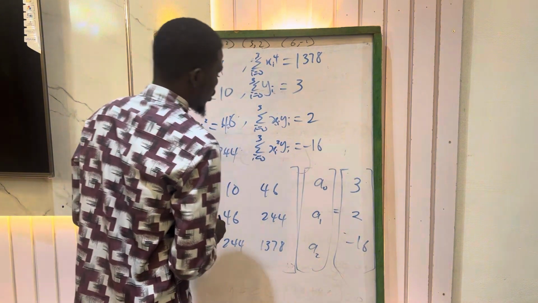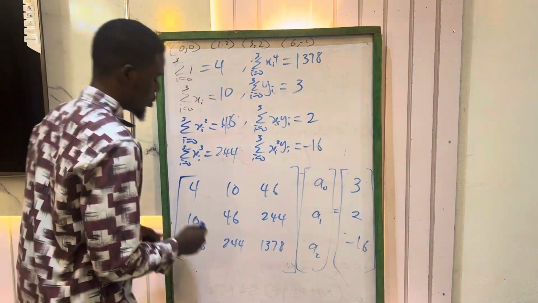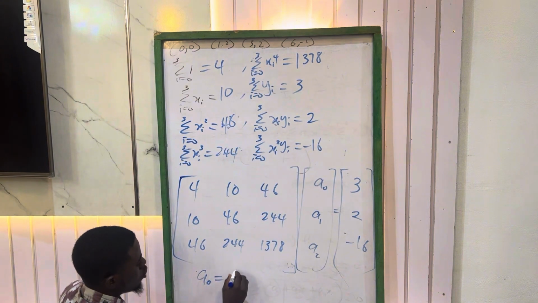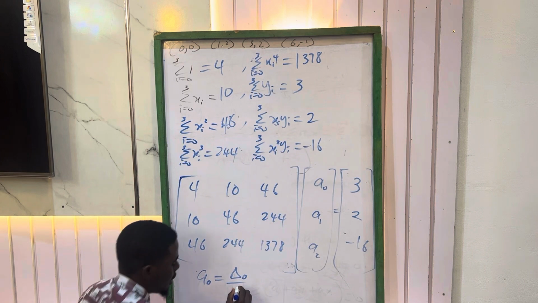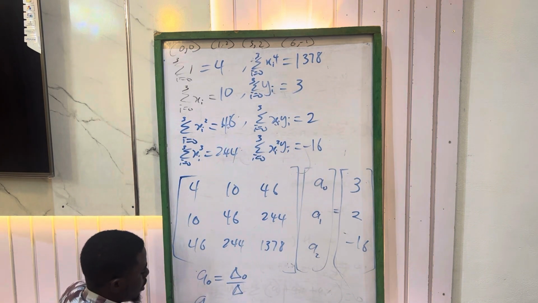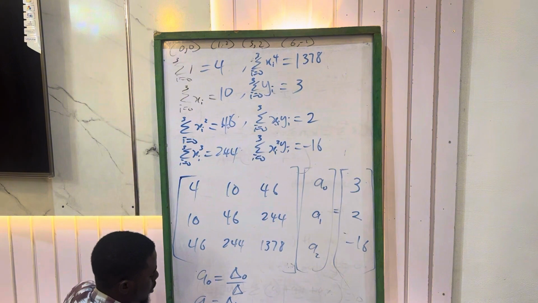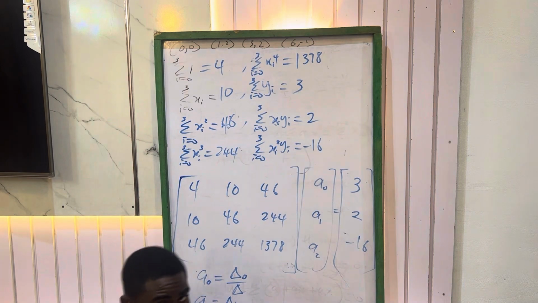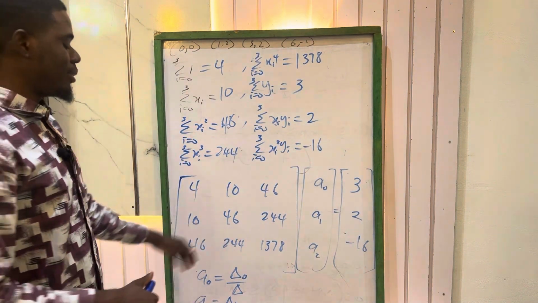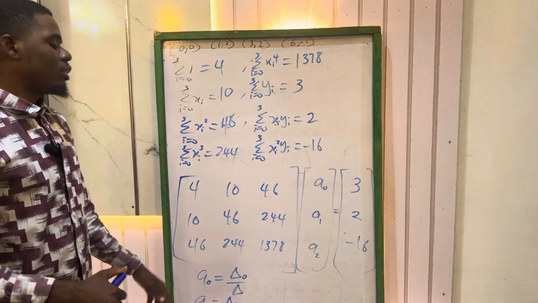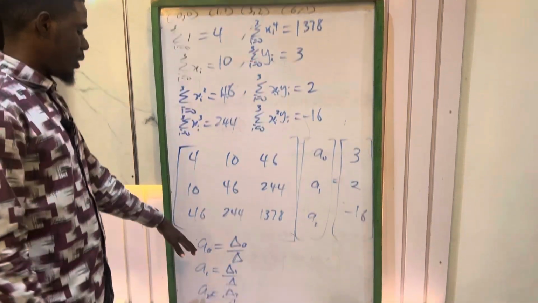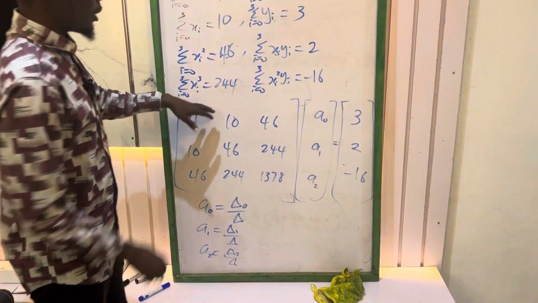In Cramer's rule now, our A naught is going to be equal to delta naught over delta. Our A1 is going to be equal to delta 1 over delta, and our A2 is going to be equal to delta 2 over delta. So what does delta represent in this question now? This delta represents the determinant of this matrix, right? So the original determinant of this matrix is just delta. So delta is just the determinant of this matrix itself.